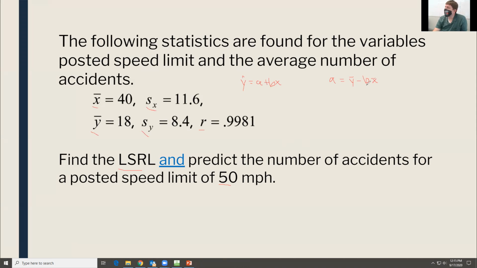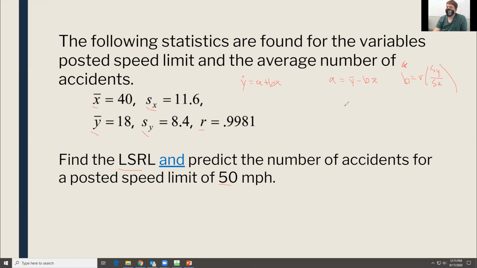But there's a problem here. We still don't have b yet, right? So we're going to go ahead and jump into the other equation, which is b is equal to the r times the standard deviation of y over the standard deviation of x. And be careful, it is y on top and x on the bottom. So it's reversed here.